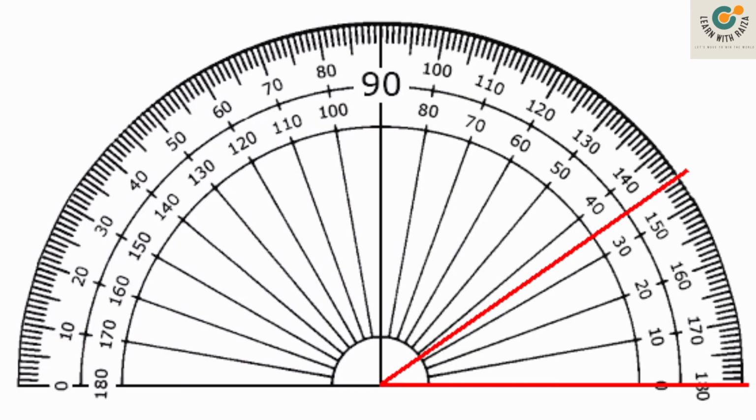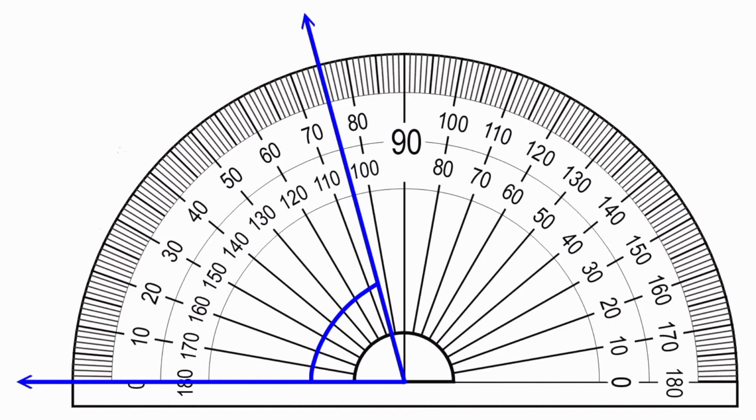So now let's see in this case how we measure the angle. You can see that from the left hand side and the right hand side, both zeros are starting. Since this is an acute angle, which is less than 90 degrees, we have to start from the right hand 0. If you count 0, 10, 20, 30, you can see that it's passing around 35 degrees.